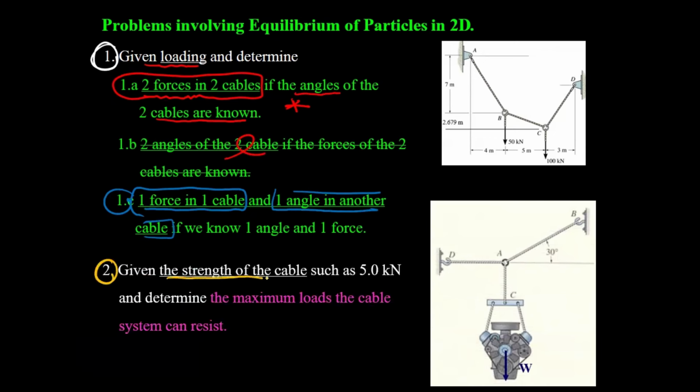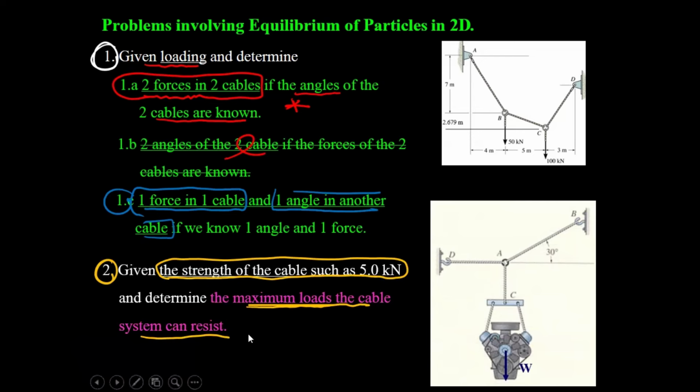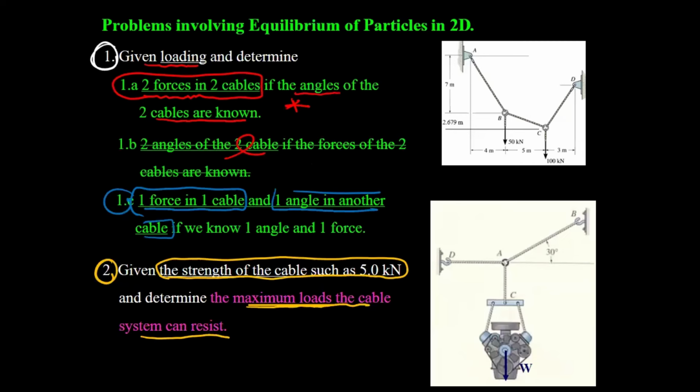Given the strength of the cable, such as 5 kilonewton, then using the maximum load, the cable system can resist. We didn't discuss this one much, but 3 years ago we had this kind of problem, so let us focus on it. We're going to focus on the second one. In the second problem, we set the force over here to be W, and we are trying to find it.